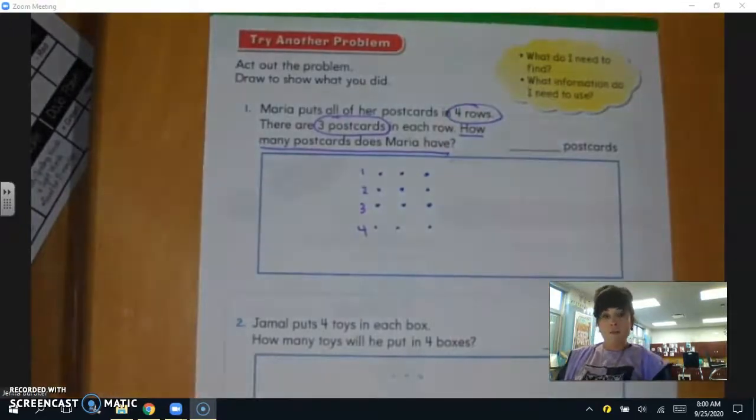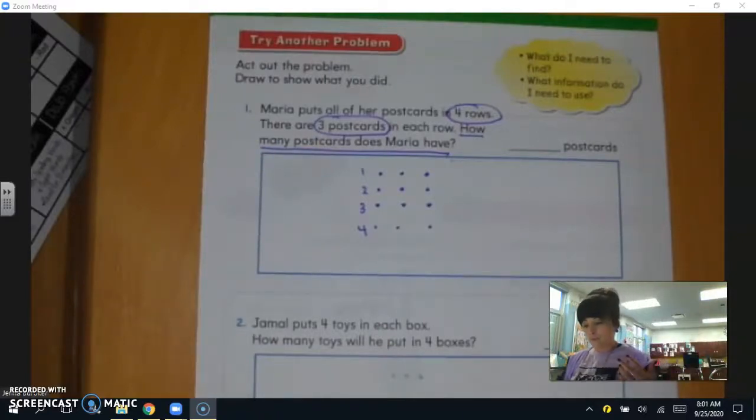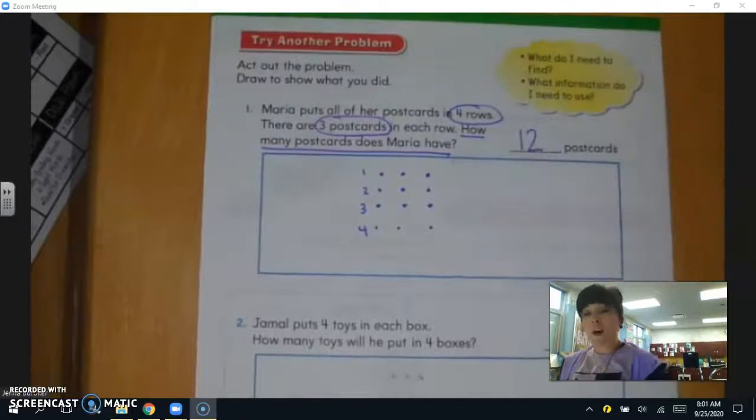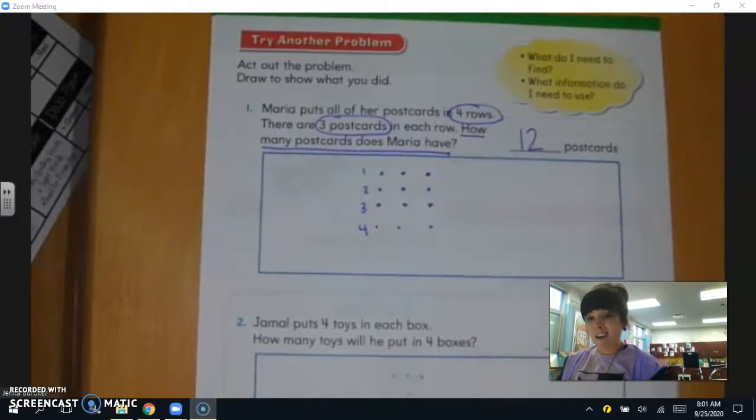So we've drawn out the problem. Now all we have to do is count our dots. So go ahead and count those dots. How many dots are there? 12. 12 dots. So there are 12 postcards. Okay? And again, we can't just do 3 plus 4 or 4 plus 3 because that's 7. And that's not the right answer because we're talking about rows. So, got to be very careful, okay?